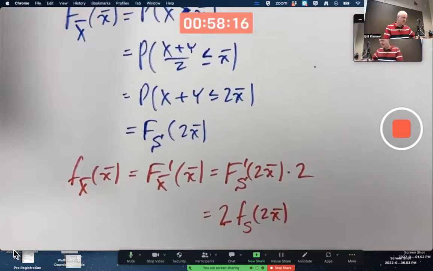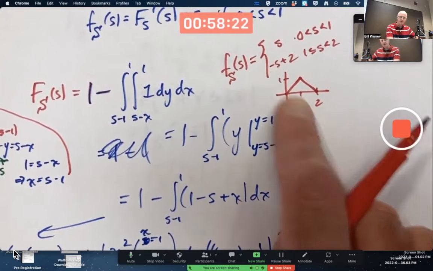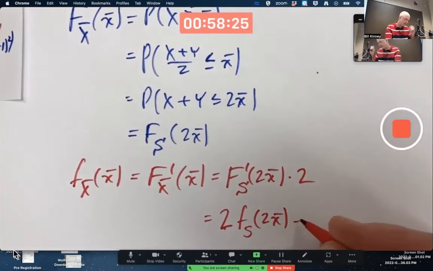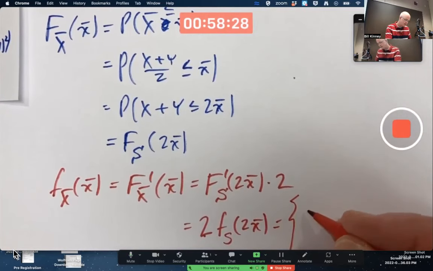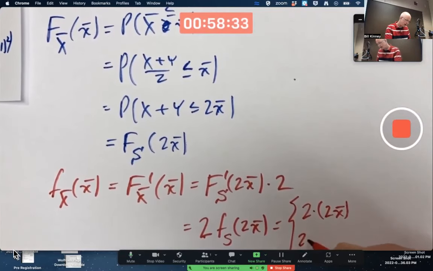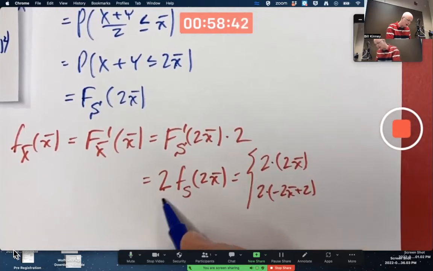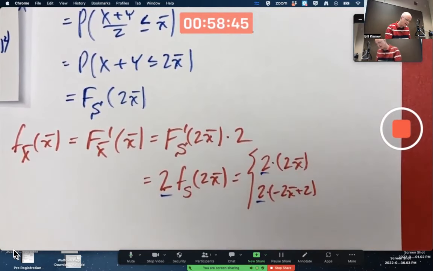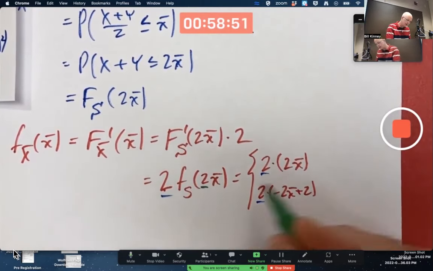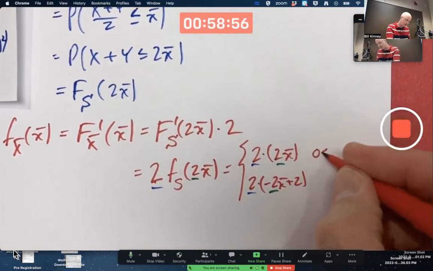The PDF of the sum looked like this triangle over the interval from 0 to 2 with this formula up here. If I use that same formula here, I'll get 2 times 2x bar and 2 times negative 2x bar plus 2. The first 2 comes from multiplying by 2. The second 2 comes from multiplying the input by 2. 2x bars between 0 and 1 here. 2x bars like the S.